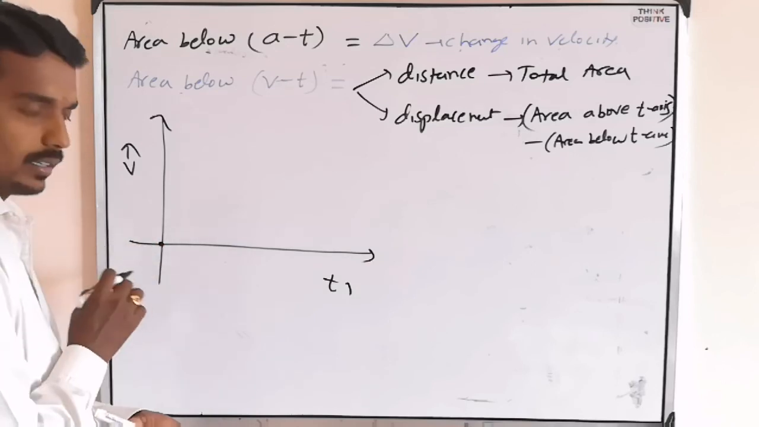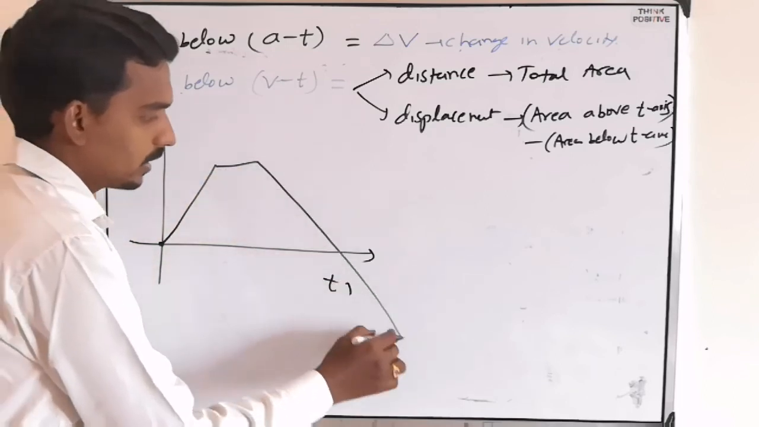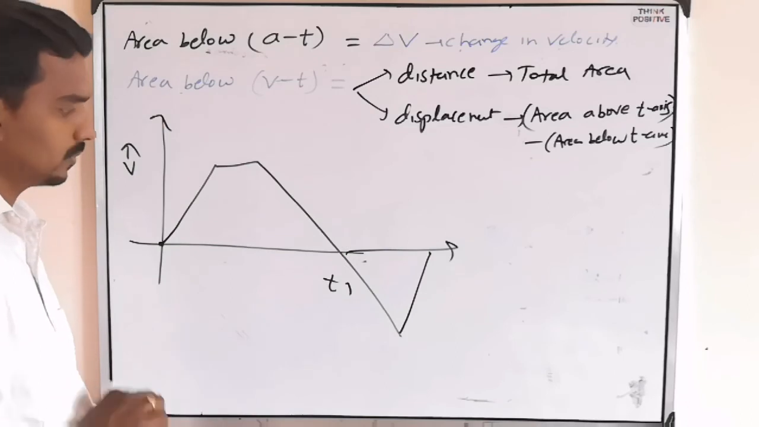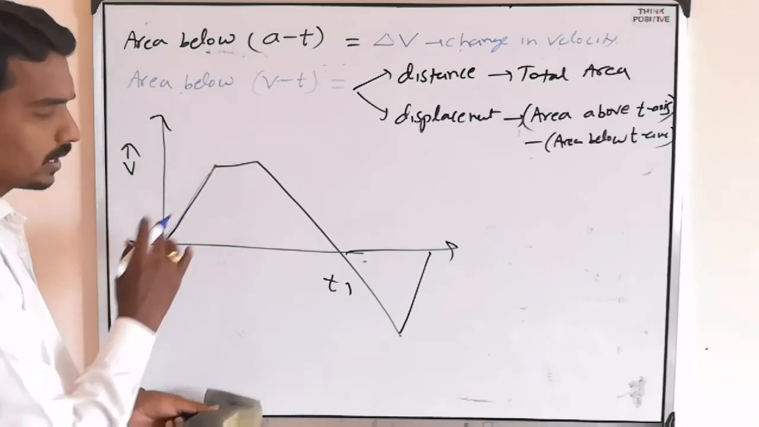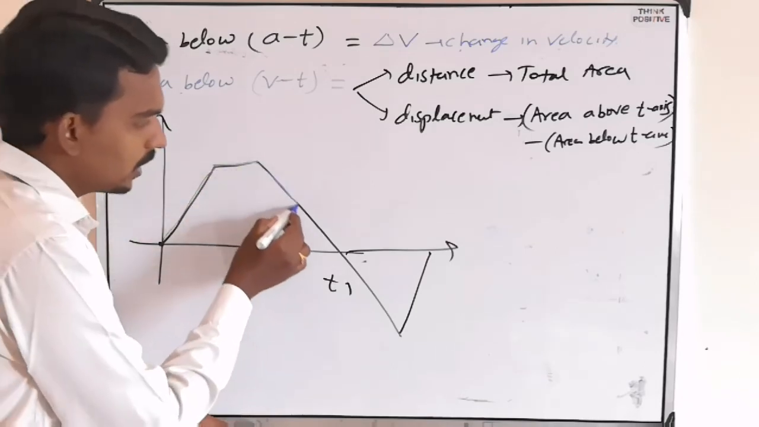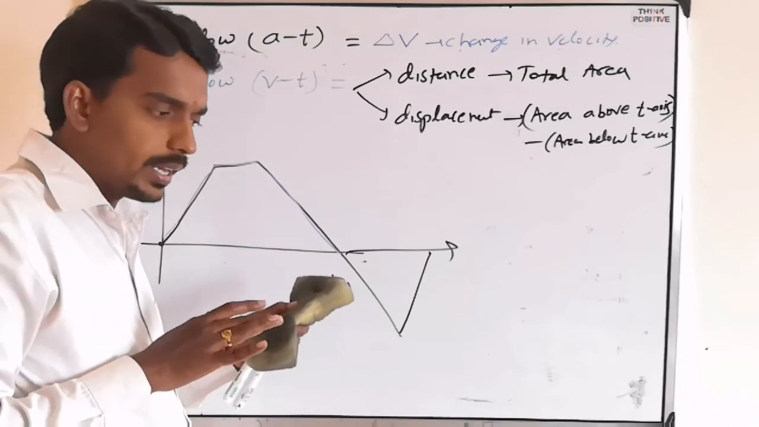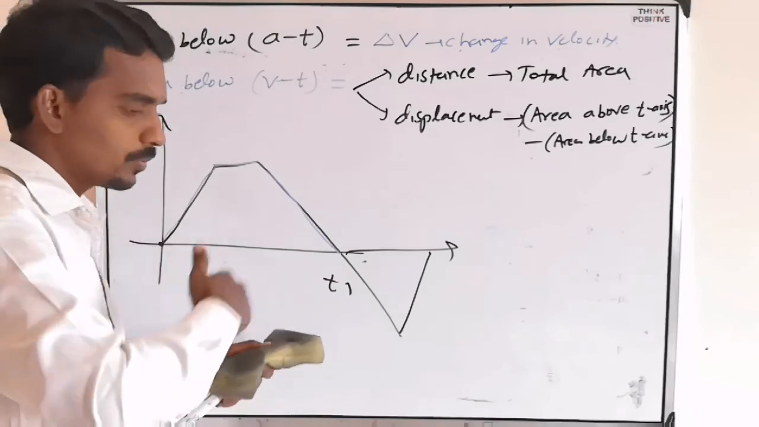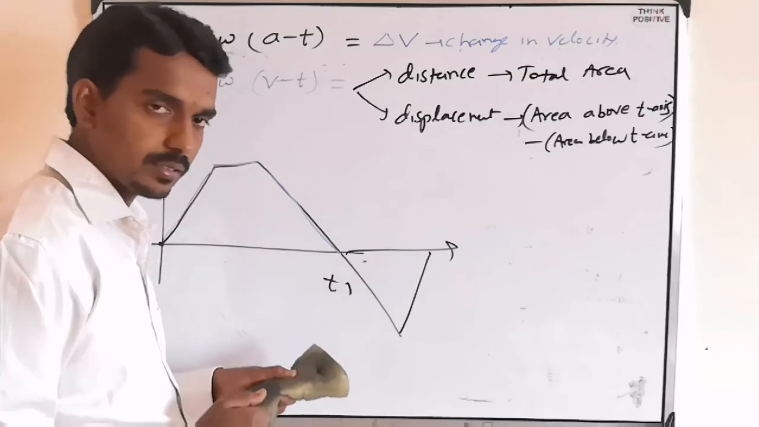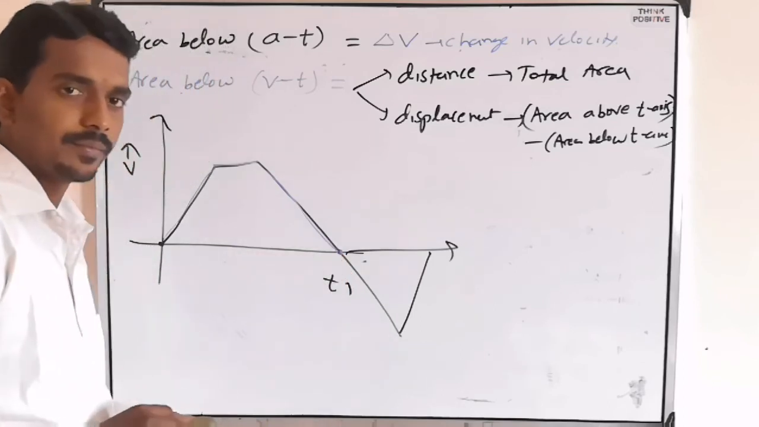Now the particle started at t equal to 0, went like this, and then like this, and then like this, and then came. From here to here velocity is increasing. From here to here velocity is constant. From here to here velocity is decreasing. Like you started in a car from your home. Initially speed increased. Then you maintained one particular speed. Then you applied brakes, so velocity decreased. Then you came to rest.